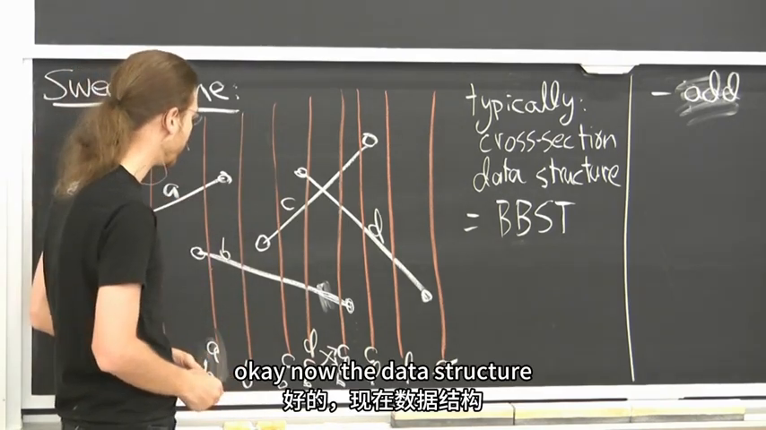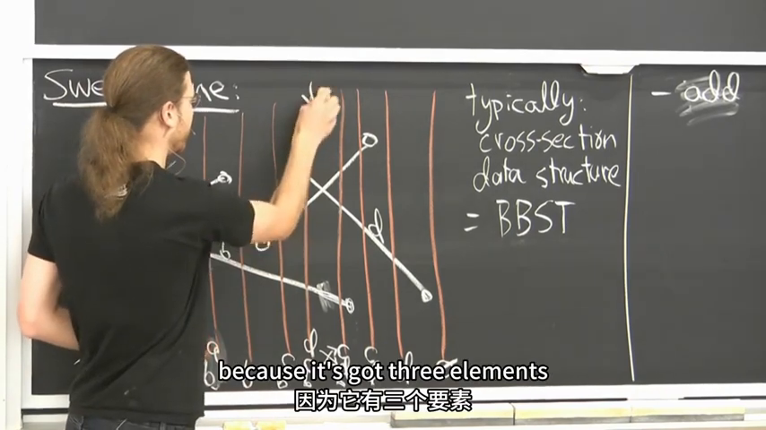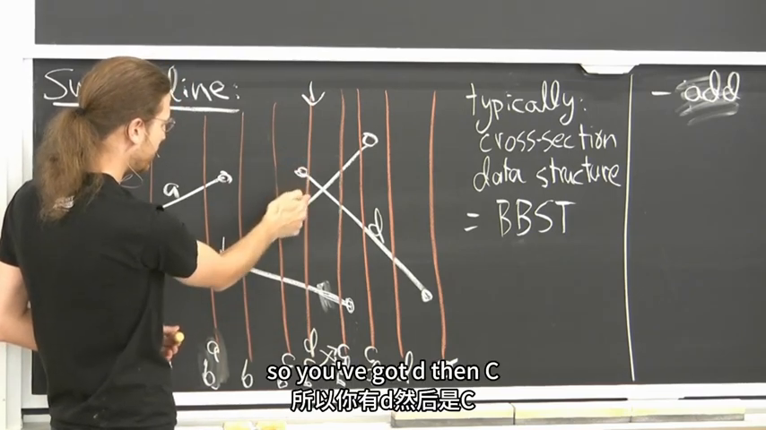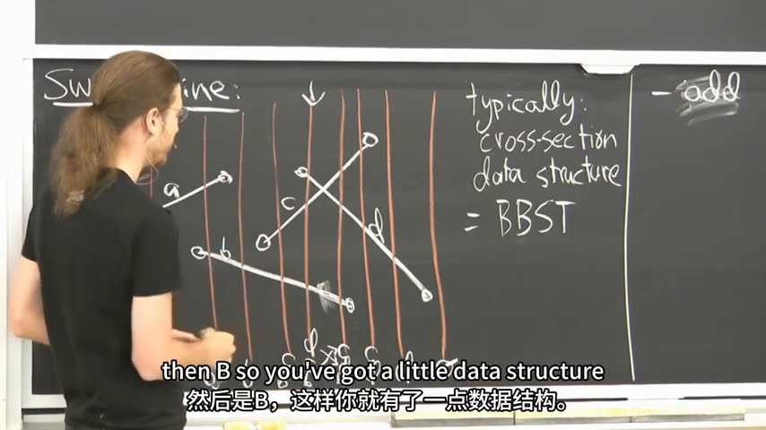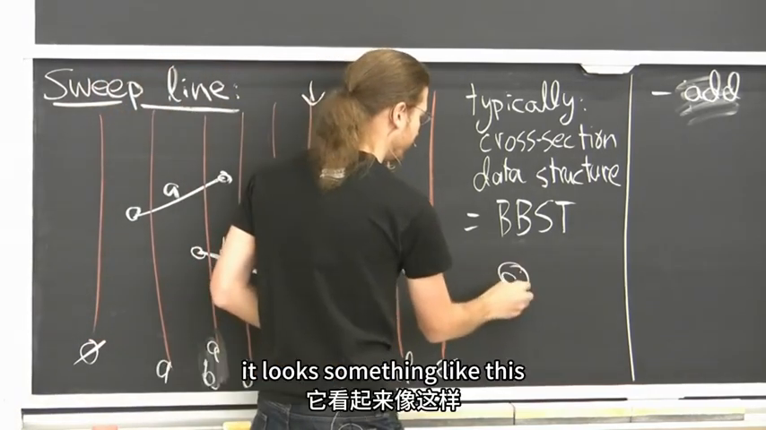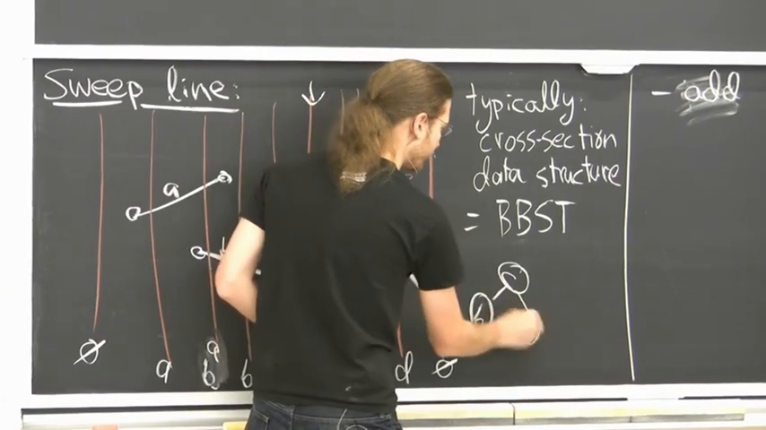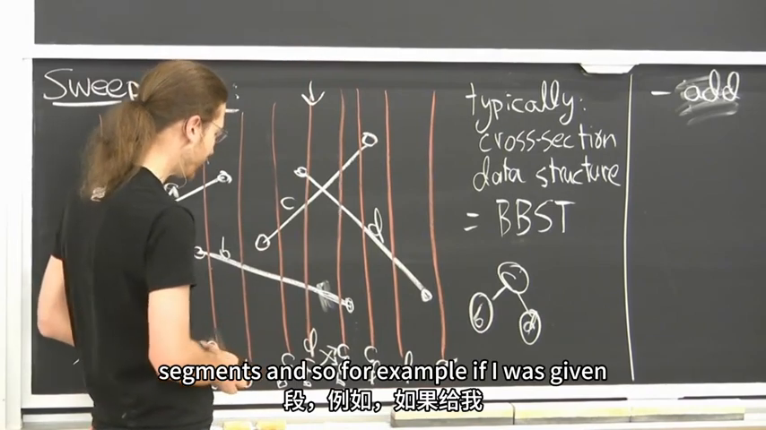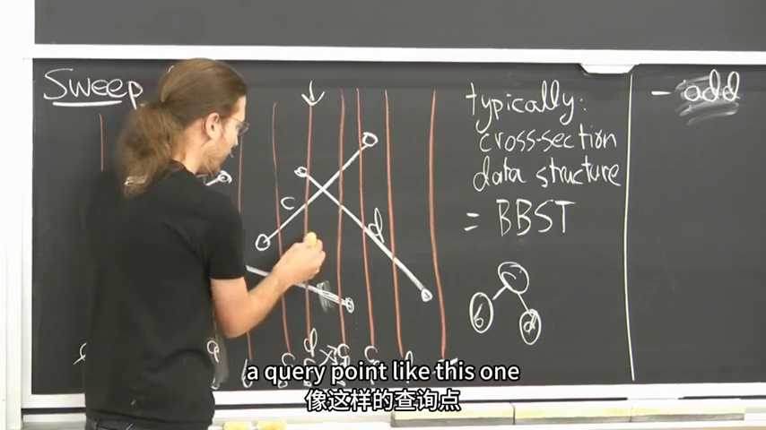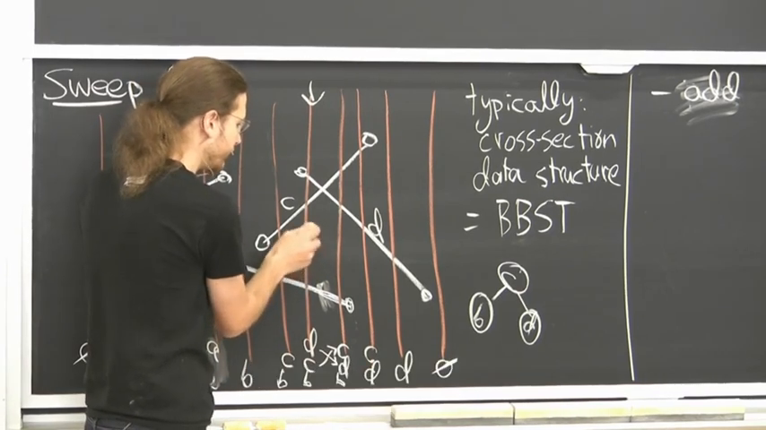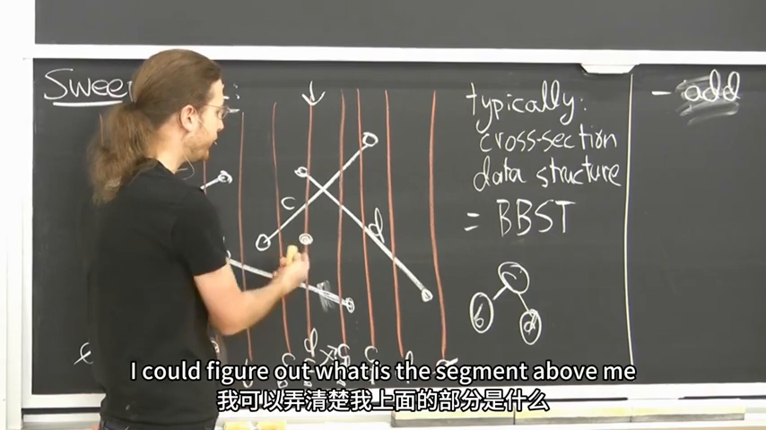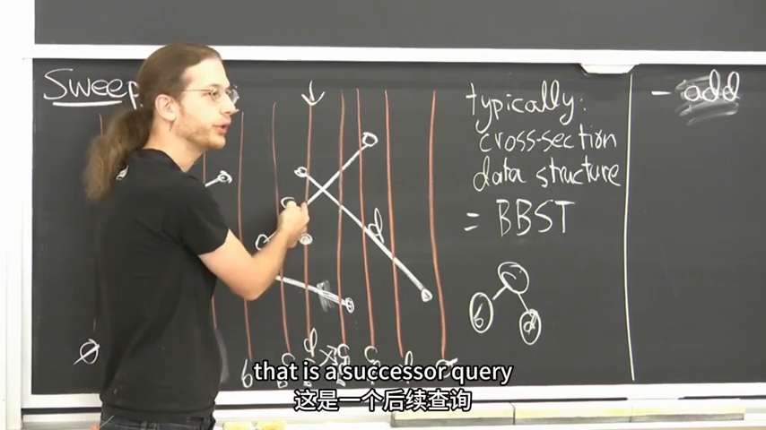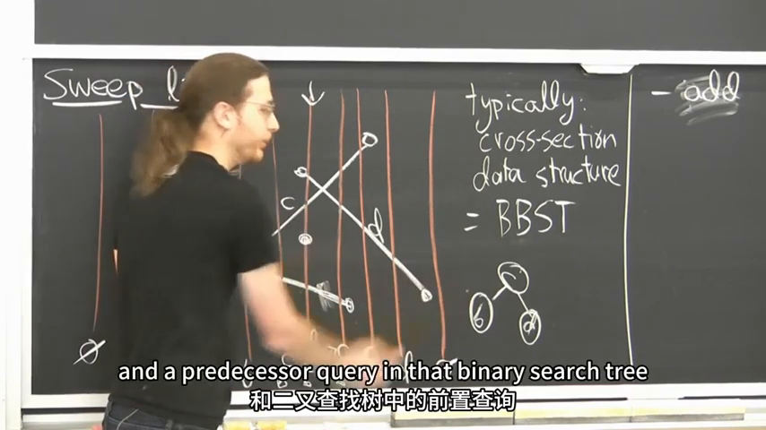Okay. Now the data structure, let's maybe look at this one because it's got 3 elements, very exciting. So you've got D, then C, then B. So you've got a little data structure. It looks something like this. It understands the order of the cross-section of those segments. And so, for example, if I was given a query point like this one, I could figure out what is the segment above me, what is the segment below me. That is a successor query and a predecessor query in that binary search tree.